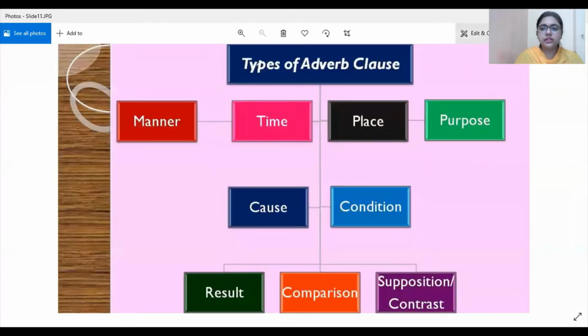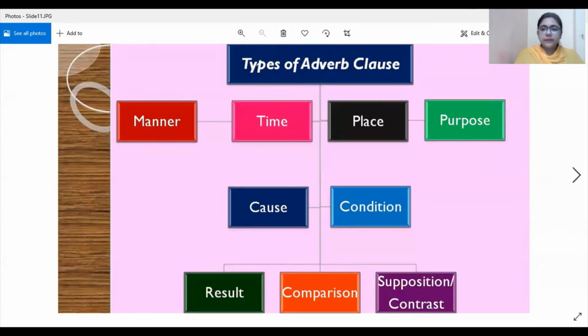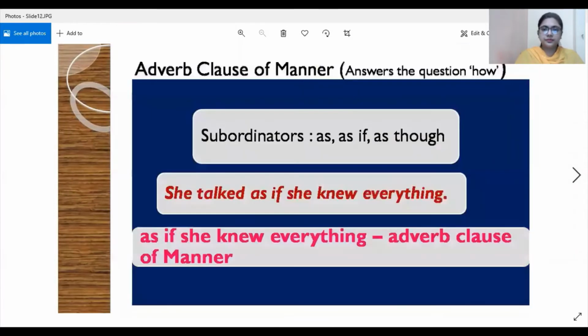So you can see on the screen there are so many types of adverb clauses. There are many types of adverbs also, so as many types of adverbs, that many types of adverb clauses. You are already familiar with all the types, like adverb clause of manner, adverb clause of time, place, purpose, cause, condition, result, comparison, and contrast. Okay, so let us look at each one of them individually.